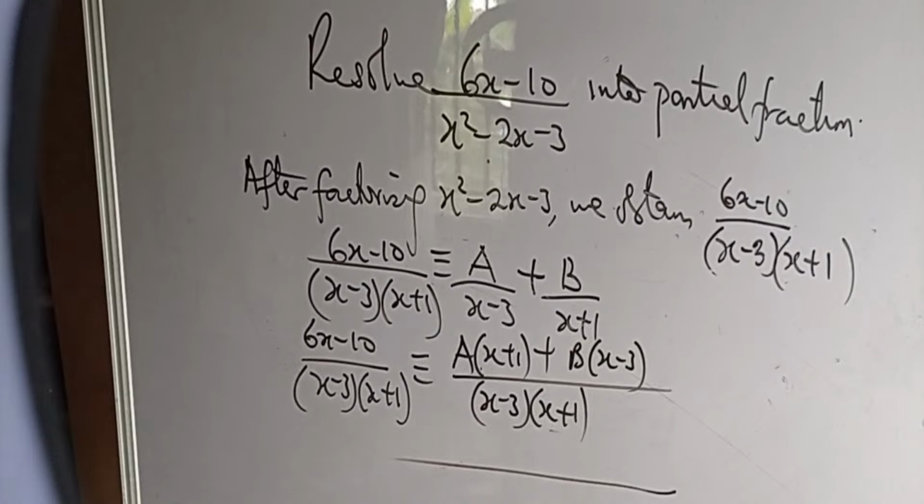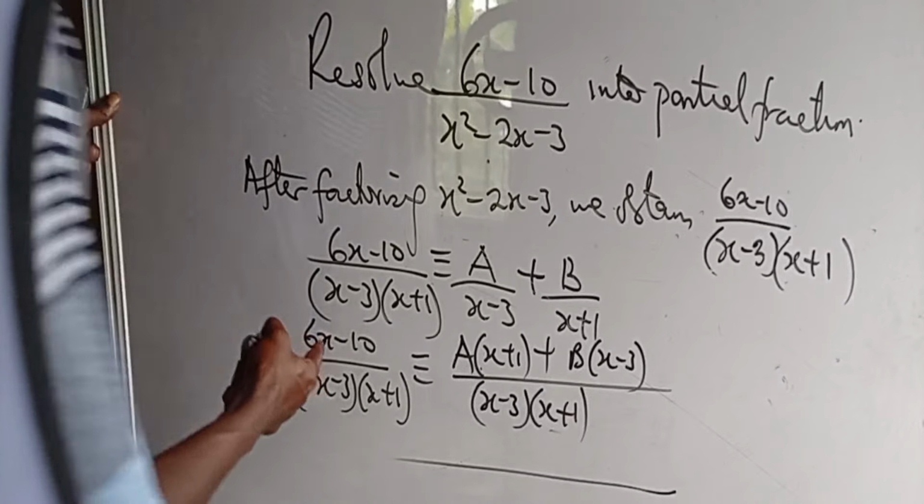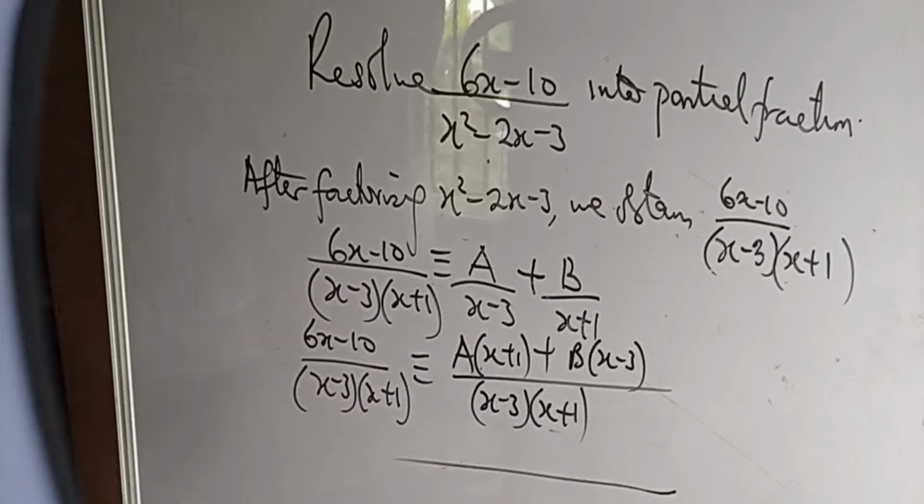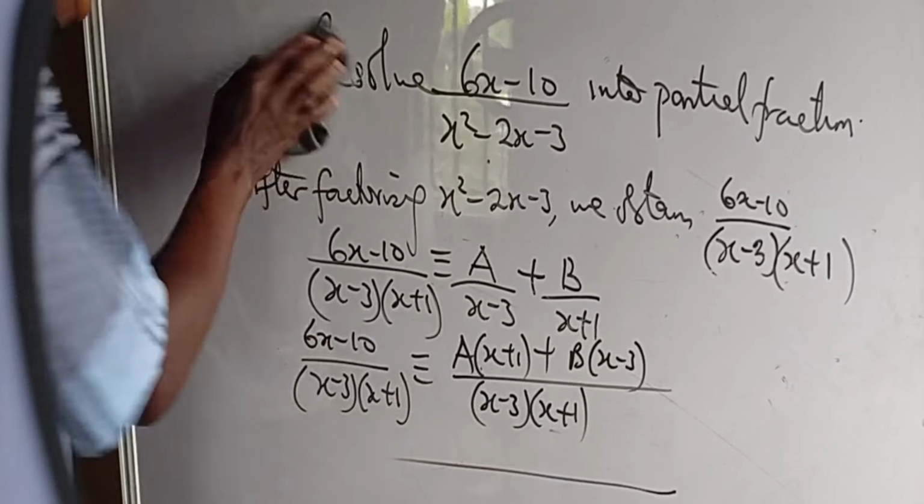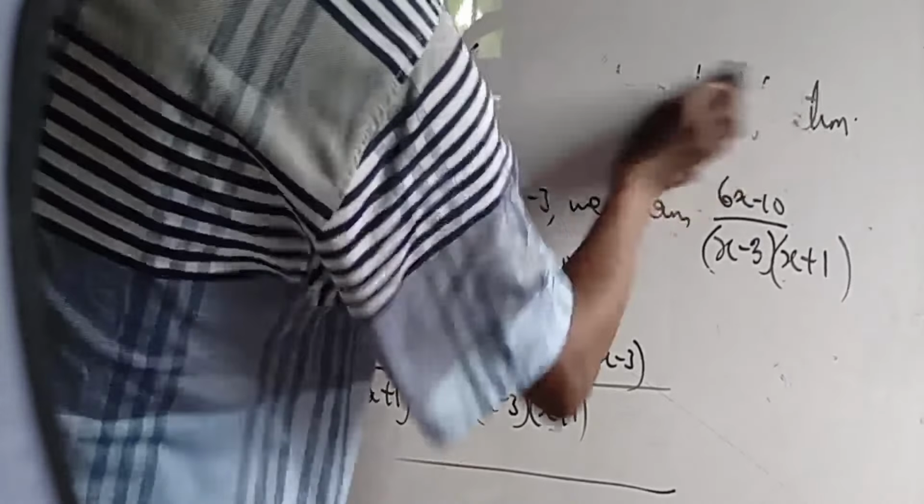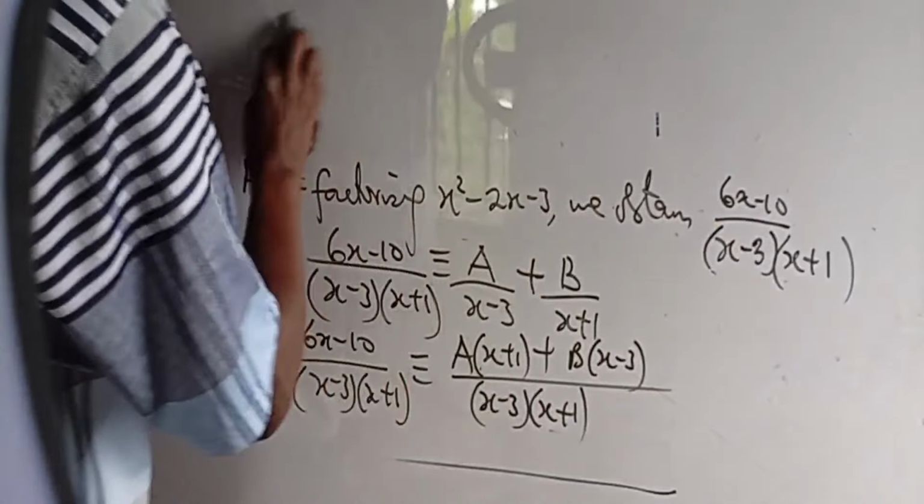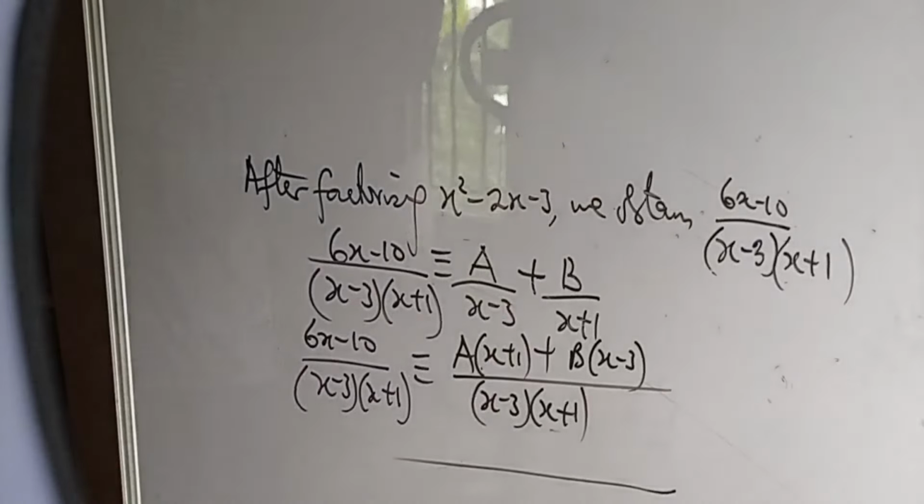Now, what is the next thing? The next thing for us to do is to equate our numerators. We don't need the denominator again because they are the same. Let's equate our numerators. What do I mean by equating our numerators?